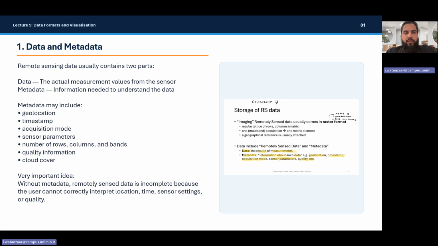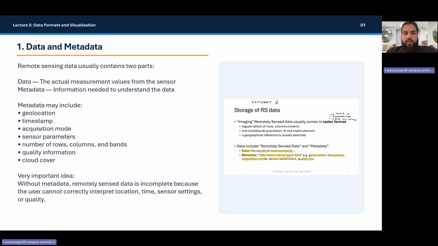Let's start with the first one, the data and metadata. Remote sensing data usually contains two parts. So far, we have discussed the data, the actual measurement values from the sensor. We were discussing only the data that we are observing or sensing, the electromagnetic waves bounced back from the land surface of the target. But the data has another part also, which is called metadata. Metadata, in a simple definition, is the information about the data.